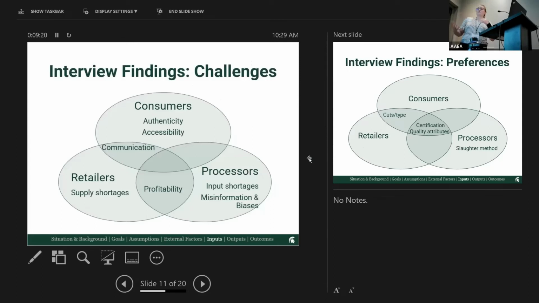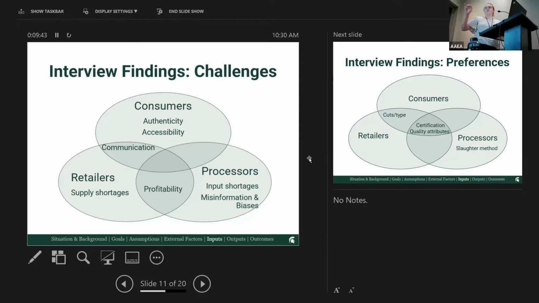So the information that I've gotten from my interviews, I've split into challenges that people feel they're facing and some preferences or things they'd like to see in the future. Halal meat consumers in general felt that they had issues accessing the halal meat products they needed with the proper certifications, and verifying that those products were authentic. Because of that plethora of labels, it's very difficult to tell which is which.